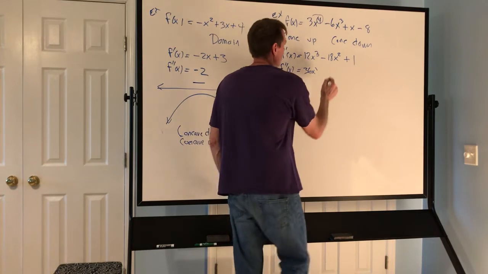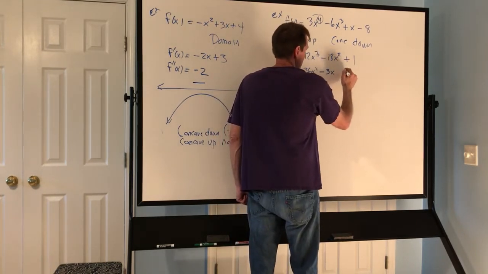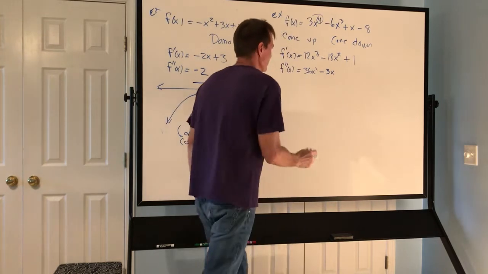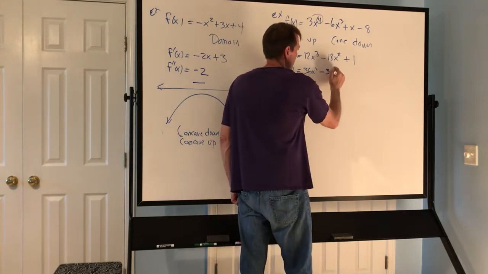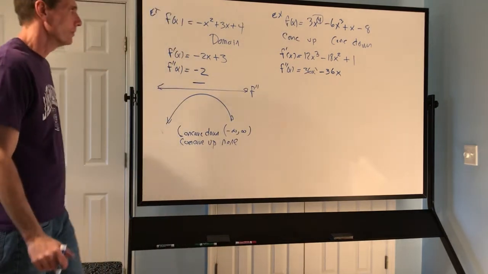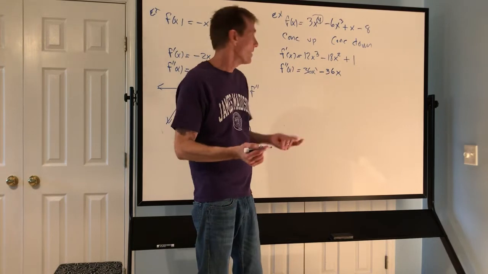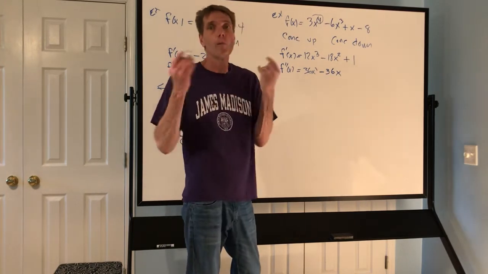Okay, and then I get that. I get 36x. So 3 times 12, 2 times 18. Okay, this is the derivative I want to look at.